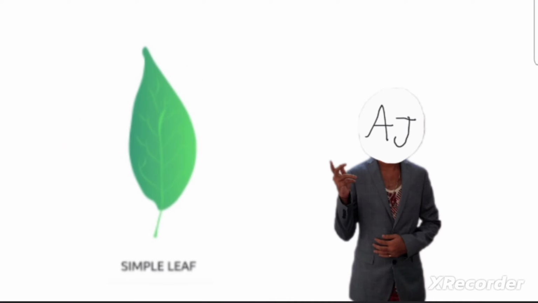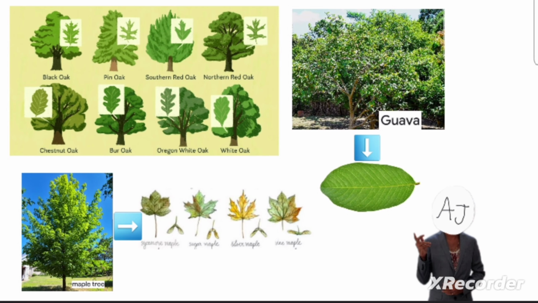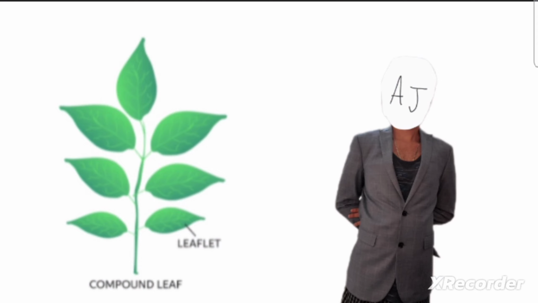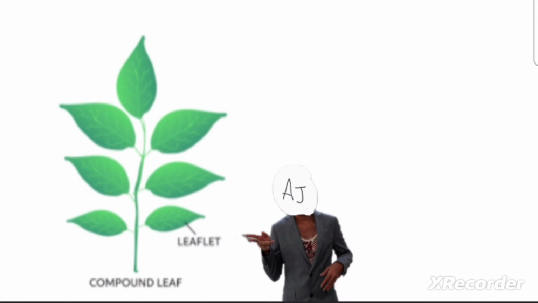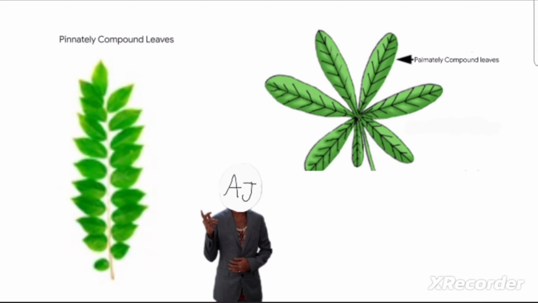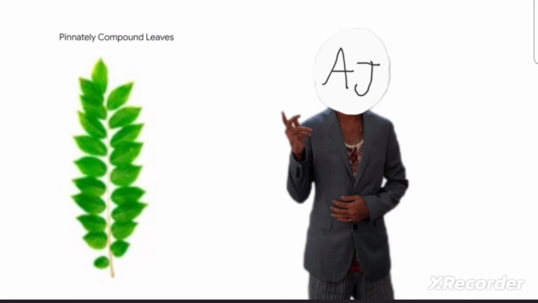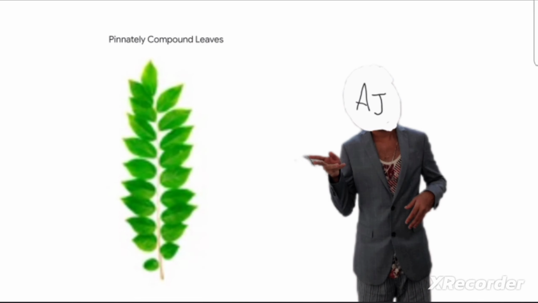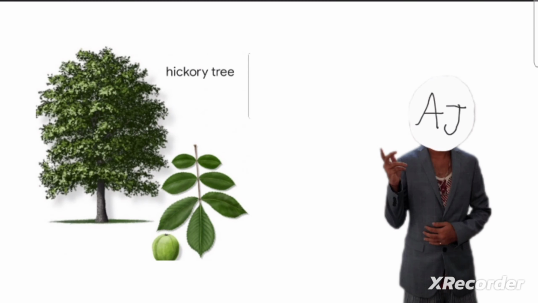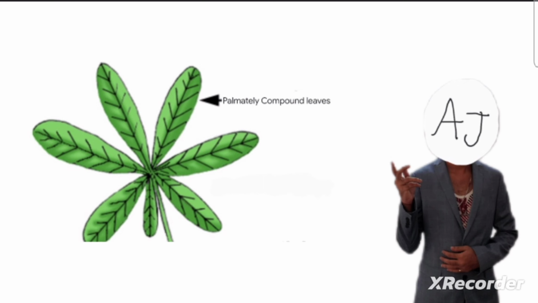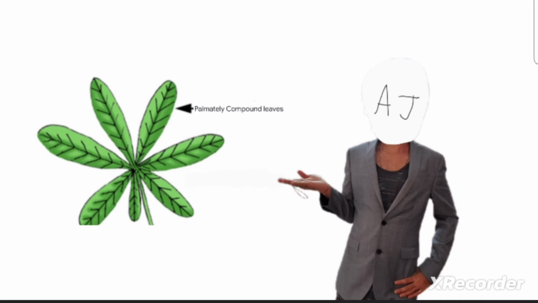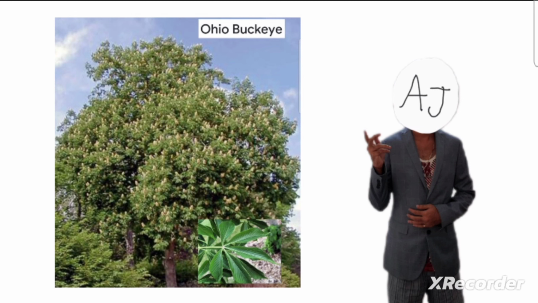Simple leaves consist of one continuous blade that is not divided. Examples of these are oak, maple, and guava leaves. Compound leaves have divided leaf blades that are called leaflets, of which there are two types. Pinnately compound leaves, which have leaflets arranged on the sides of the leaf, as shown here. Examples of this are the hickory trees. And palmately compound leaves, which have leaflets radiating outwards like fingers, as shown here. Examples of this are the buckeye trees.